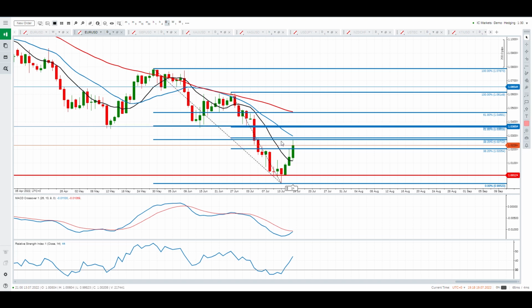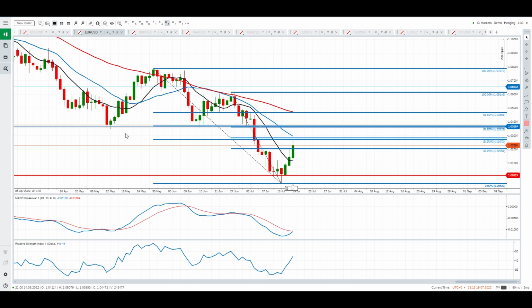I beg your pardon, a 50 and a 382 and a 50 and a 618 from various measurements overlapping here, indicating there's both a cluster level here at approximately 1.0275 and also another one closer to 1.0365.